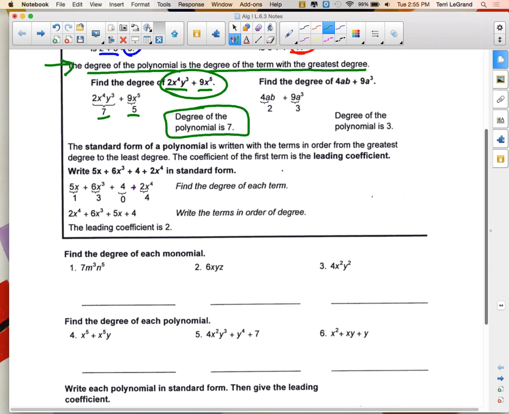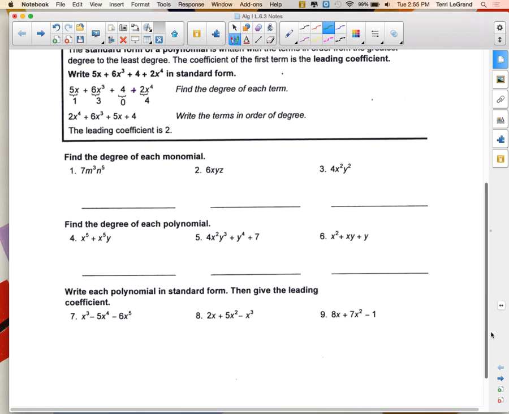And same thing happens in this one. We have this polynomial. How many terms does that one have? 2. It has 4ab, and its degree is 2. It has 9a cubed, and its degree is 3. Do we add them together? No, we take the larger of the 2. 3 is greater than 2, so the degree of the polynomial is 3. Okay, we're not going to do standard form quite yet. We're going to go practice these, okay?